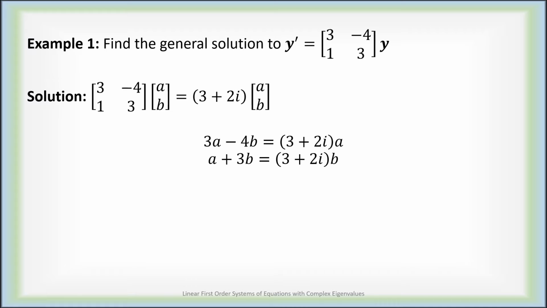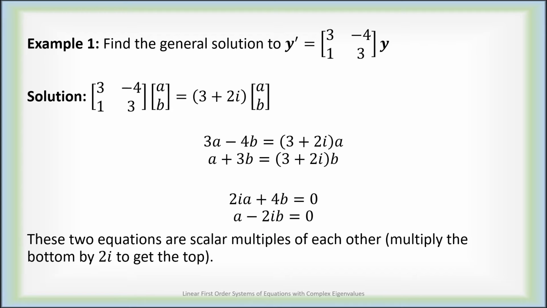In the top row and in the second row, we get the corresponding equations. Notice in the top row, if you distribute out this 3, you exactly get a 3a, which cancels this one. Pushing the 4b to the other side, you get 2ia plus 4b equals 0. Now, if I divide every term by 2i, I get a. 4 over 2 is just 2, and 1 over i is equivalent to negative i. So dividing by 2i turns this into negative 2ib. The two equations are now seen to be scalar multiples of one another. If you multiply the bottom equation here by 2i, you'll end up with the top one once you distribute everything out.